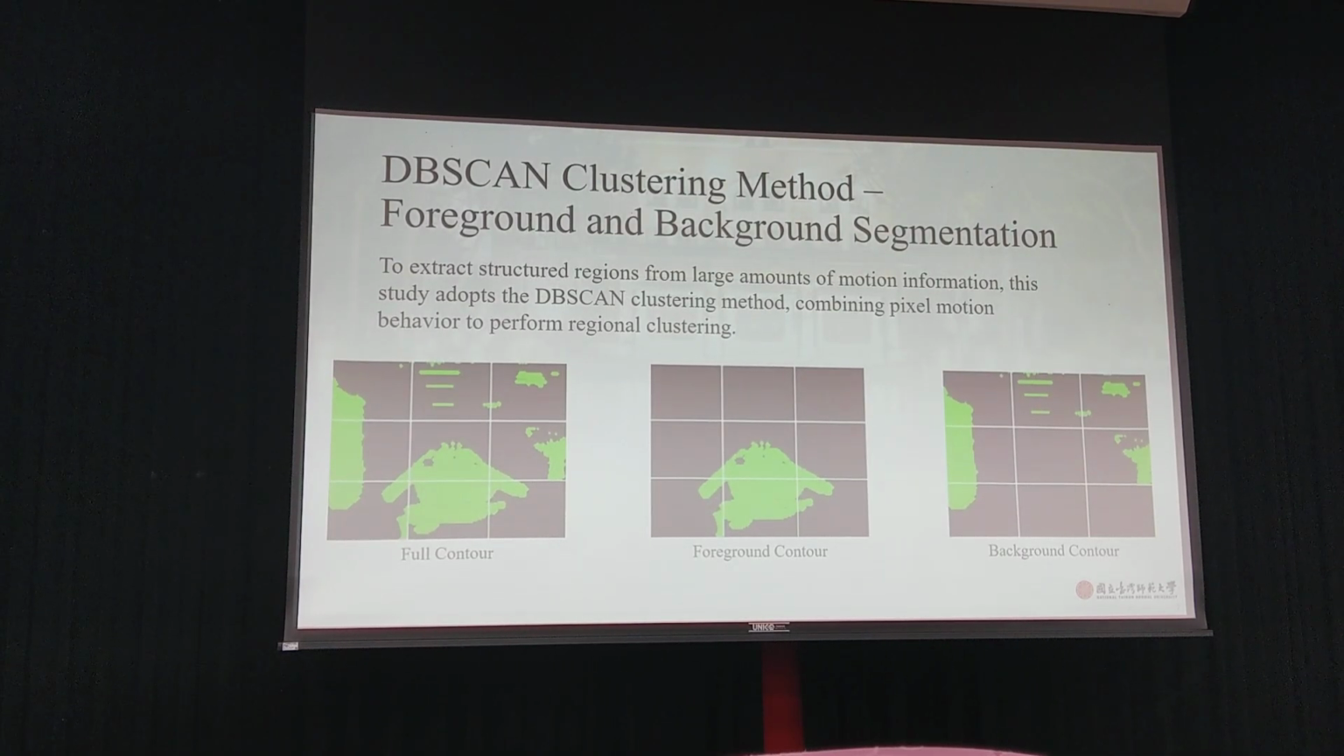This study employs the DBSCAN clustering algorithm to construct a spatial motion hybrid feature data set. However, the clustering process itself lacks the ability to distinguish between foreground and background. Therefore, based on the observation that foreground obstacles typically exhibit larger motion vectors, only clusters with optical flow magnitudes exceeding a specified threshold are retained as the final foreground output.